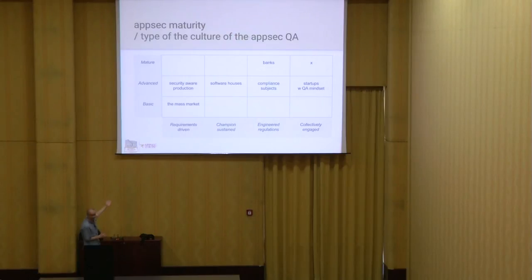But this is the mass market. This is the normal case. It's important to deal with that quadrant. The advanced case of requirements-driven company is what we call security-aware production. So they are already aware and they care about security. What I was talking about, the champion sustained case, in my opinion, many software houses implement that kind of approach, and that's an advanced case.